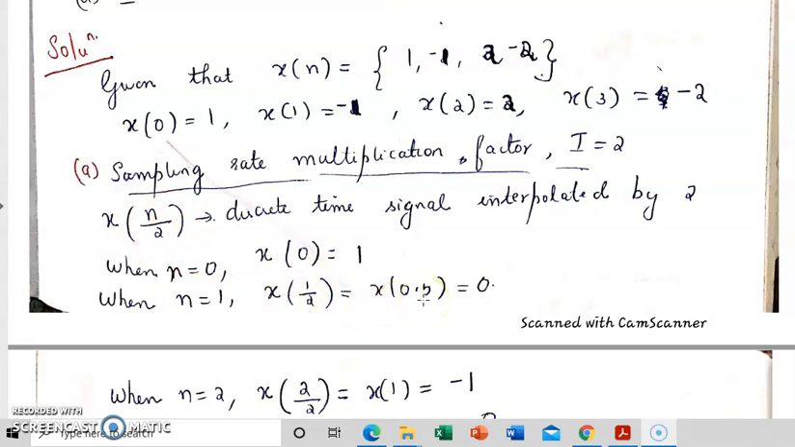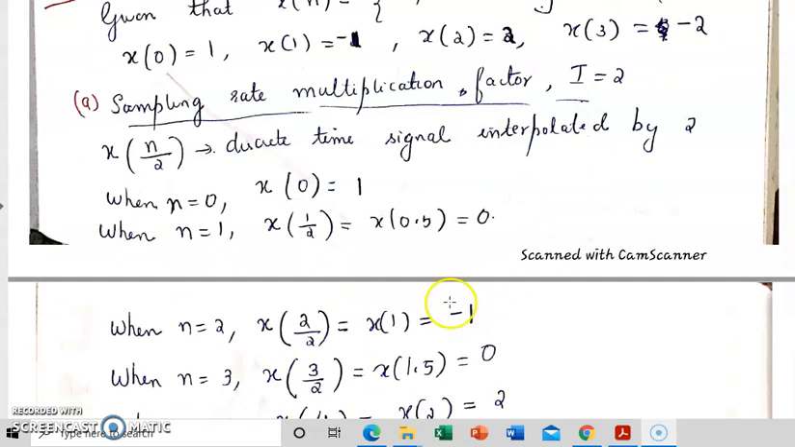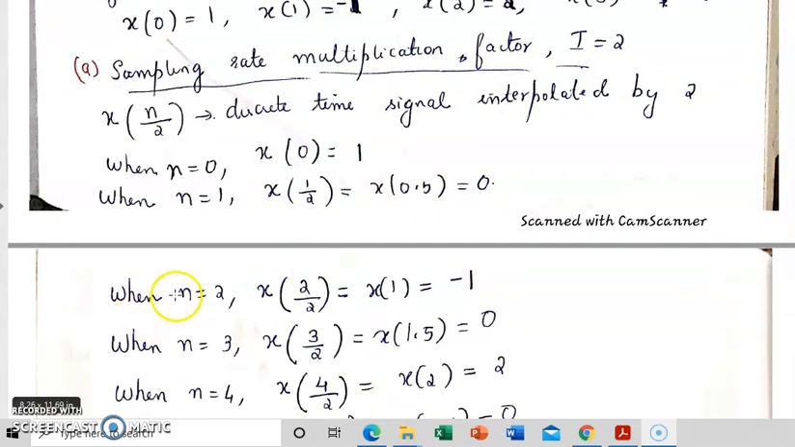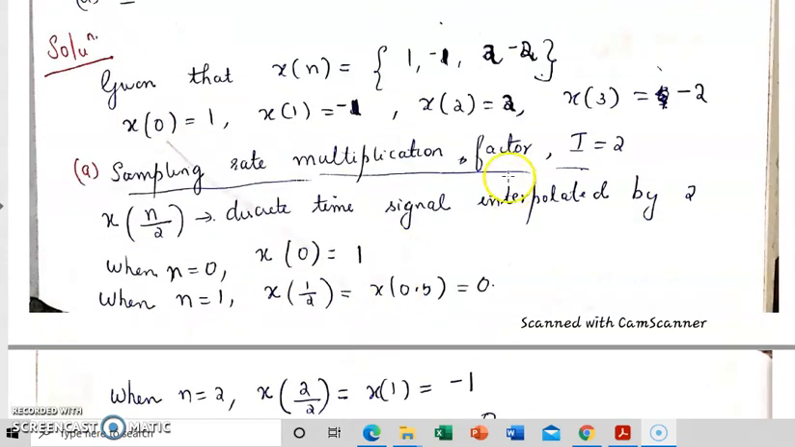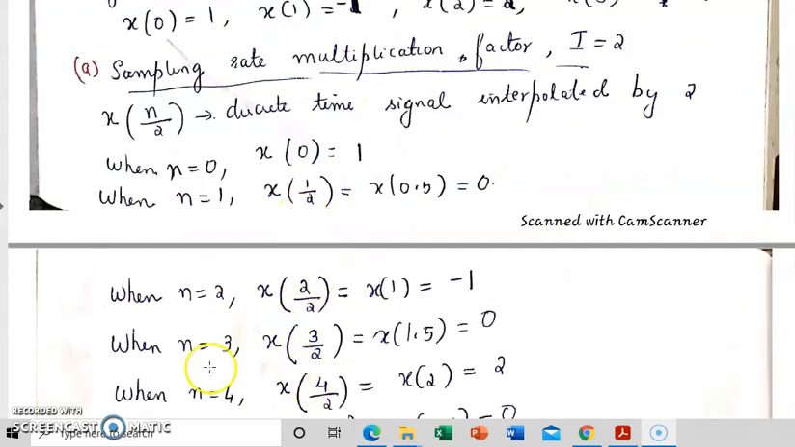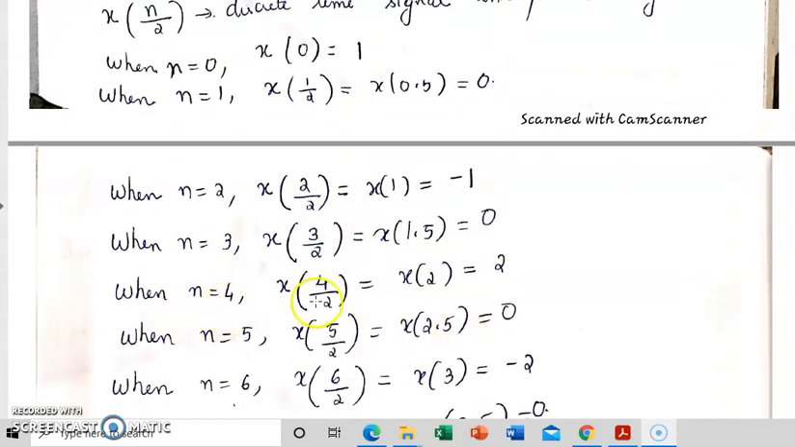Now we know that discrete time signals are defined only for integer values of n. Therefore, the value of the signal for non-integer values should be 0. Now when n is equal to 2, this becomes x of 2 by 2, which is x of 1, and x of 1 is minus 1. Next, when n is equal to 3, we get x of 1.5, which is 0. When n is equal to 4, we get x of 2, and x of 2 is 2.